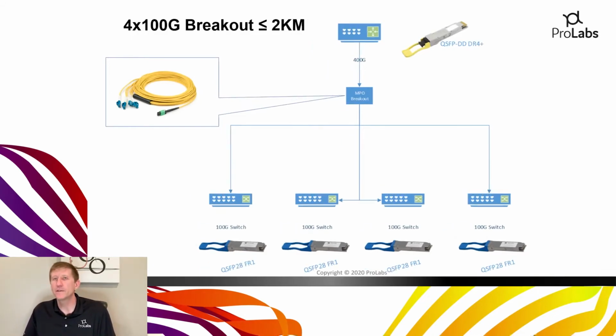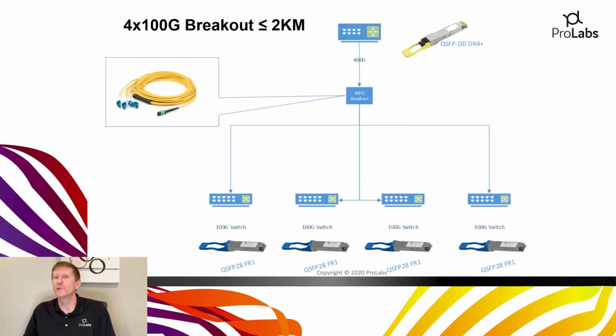The transceiver at the 400 gig network element will be a DR4 plus transceiver. You may also refer to this as a 4x100 FR1 transceiver, depending upon who you're talking to. Now the MPO breakout from there will go to 4 FR1 transceivers at 4 100 gig switches.